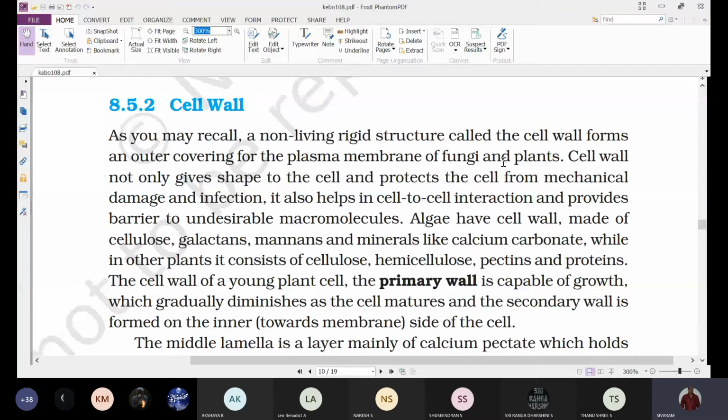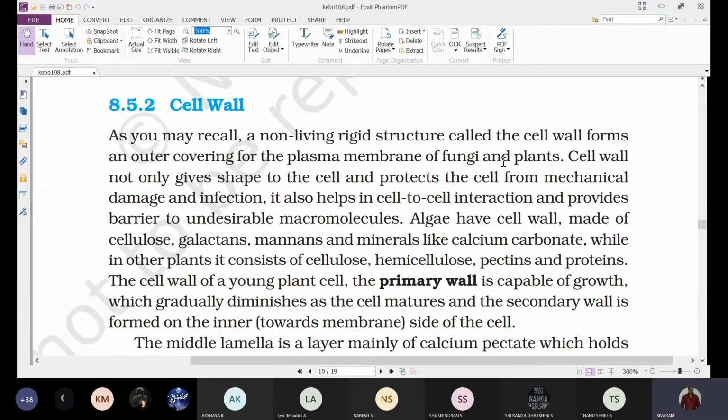So it will provide shape. It protects the cell from mechanical damage and infection. And it also helps in cell-to-cell interaction, and acts as a barrier to undesirable macromolecules, not micromolecules. Any micromolecule can pass, but macromolecules are prevented. That means the molecules which are larger in size than the pore size of the cell wall cannot be passed through.